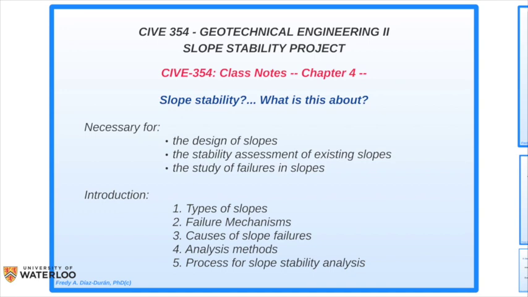In order to understand something about slope stability, first keep in mind that this is going to be a complete chapter in this course. It's chapter 4, so Dr. Cascante is going to explain very well everything about slope stability. We're going to give you just an introduction. First we're going to review the types of slopes, the failure mechanisms, causes of slope failures, analytical methods, and step by step, the process of slope stability analysis. And finally, I'm going to show you the software.